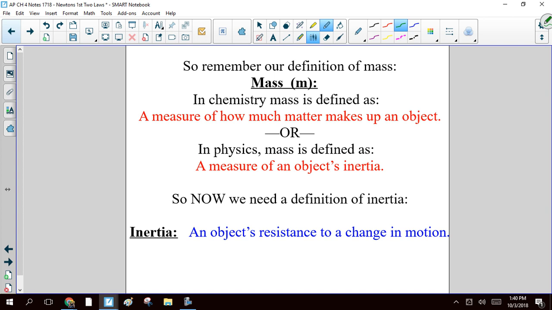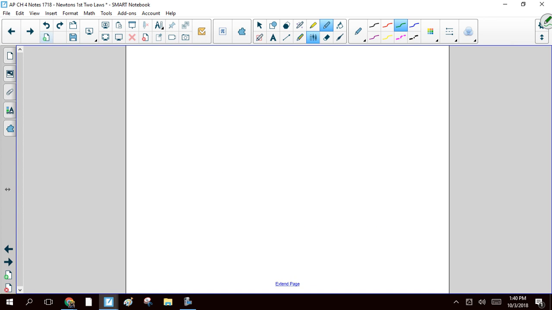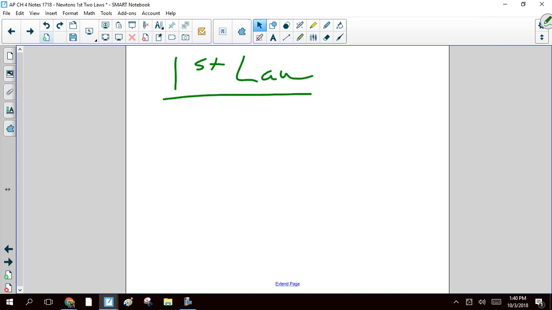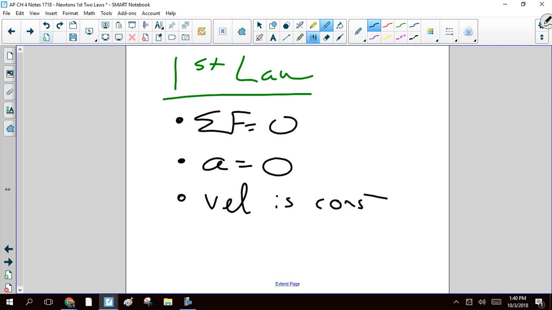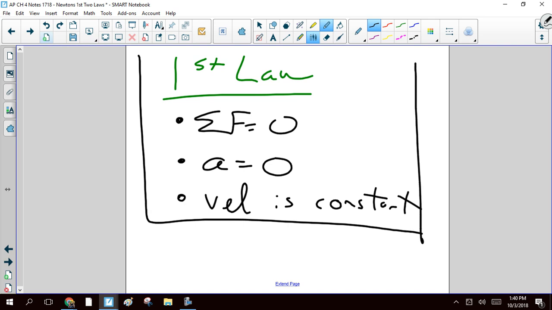Cool. You know what? I need to write it down. So here's the first law. The first law says these three statements are equivalent. If your net force is 0, then your acceleration is 0, and your velocity is constant. That's the first law. If one of those things is true, they're all true. If one of them is false, they're all false.